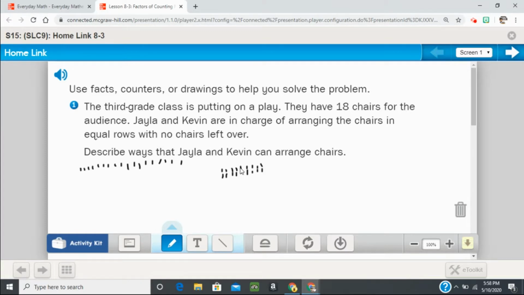I could also flip these to the sides, so I have 1 row, or I could also use my turnaround facts here and have 18 rows with 1 chair in each one. Or I could do 2 rows, or I could do 9 rows of 2 chairs in each row.